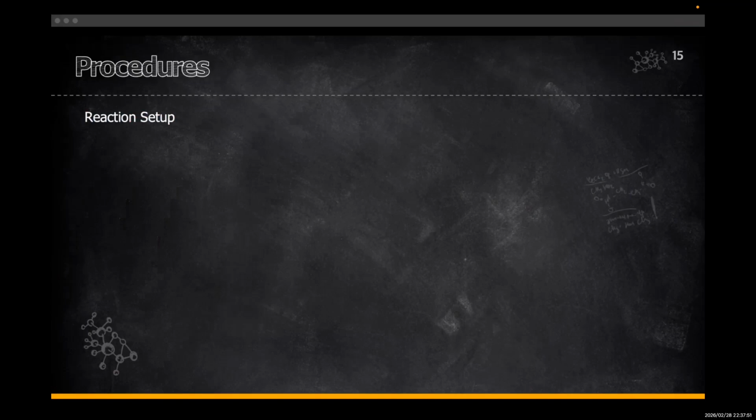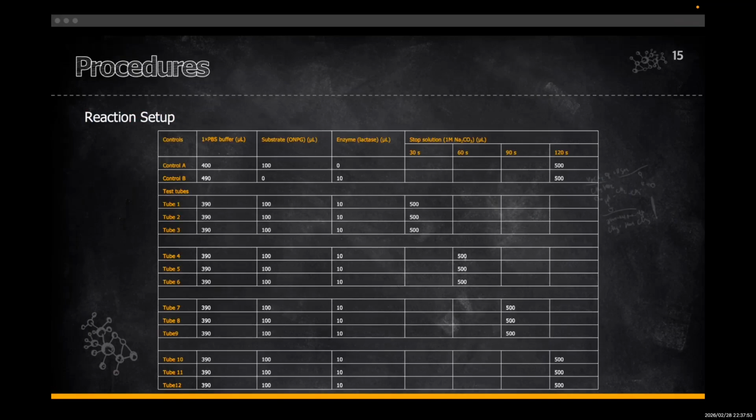Next, the reaction setup. We prepared 2 control groups and 4 experimental groups with 3 replicates each. Control A had no enzyme to verify that OMPG wouldn't hydrolyze spontaneously. Control B had no substrate to rule out background color from the enzyme itself.